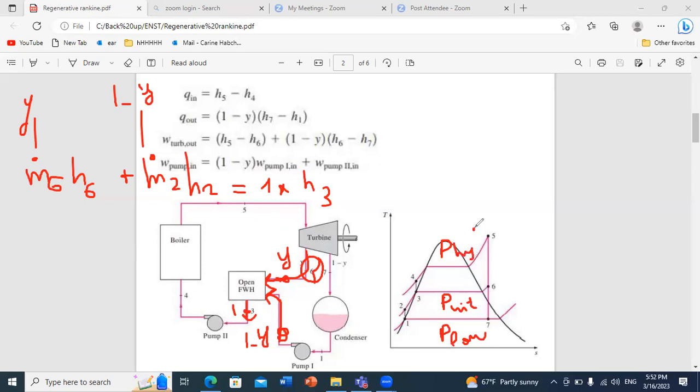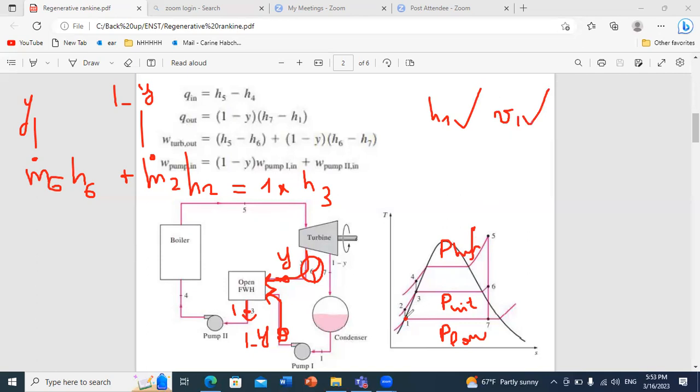And let's say we know these properties. We start from point 1. Let us say we know that point 1 is saturated liquid. We know what is P low. We go to the table of saturated liquid. We get the value of H1, and we get the value of specific volume, V1.